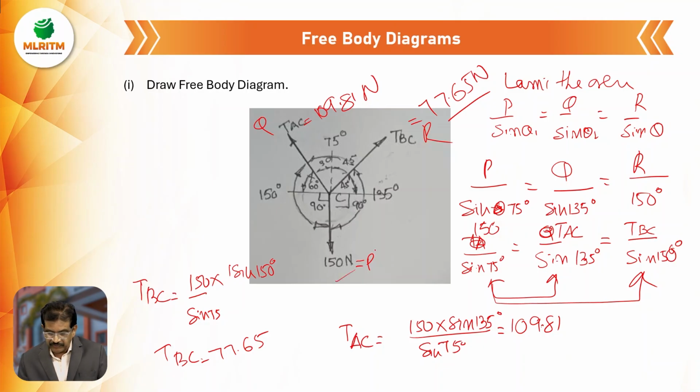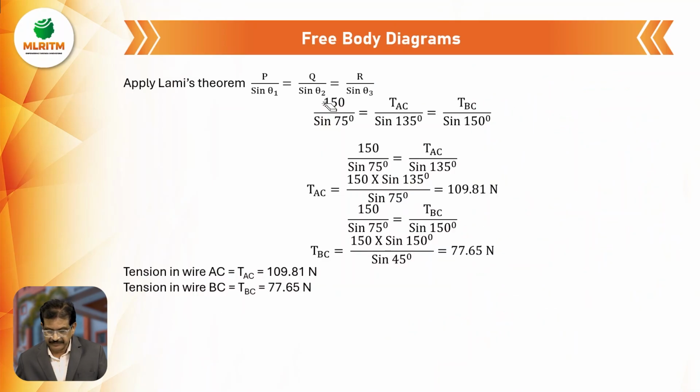We know only one force, but we can find out the other two forces. See this one, it is already given in the second slide. Applying Lami's theorem, P by sine theta 1, Q by sine theta 2, R by sine theta 3. From this equation, we can find out TAC and TBC. The tension in the wire TAC is 109.81, and the tension in the wire TBC is 77.65.